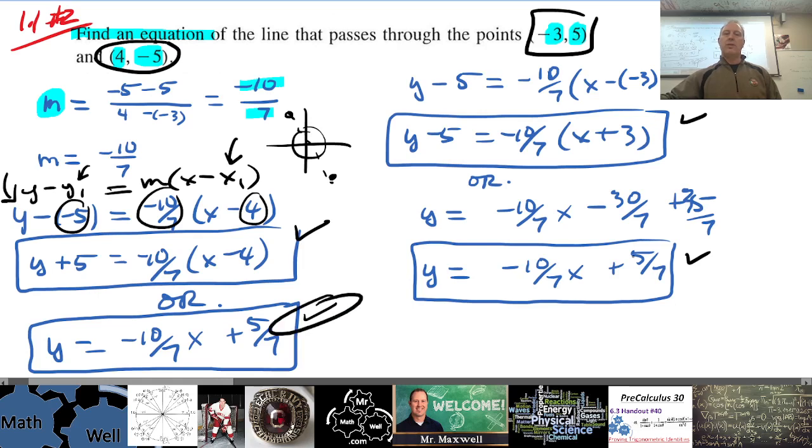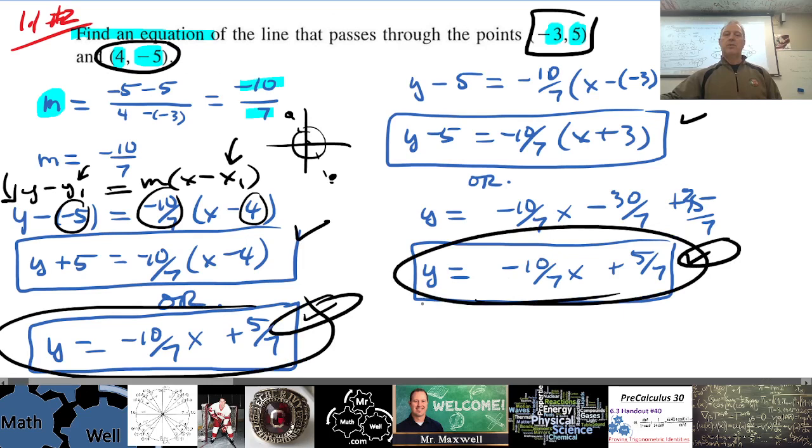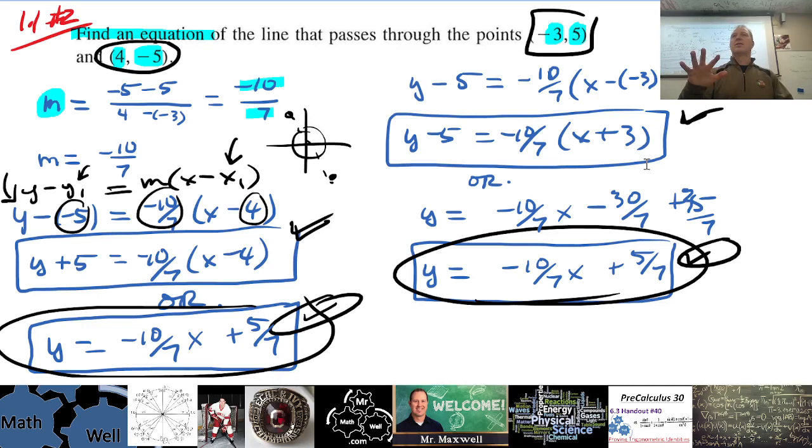If you get to y equals mx plus b, then you know that they're the exact same. That's another thing that's really cool about that. This answer would be the same no matter which point you use. But these ones would be a little bit different, but still they would describe the same line. Okay, any question about number 2? Everybody understands number 2? Good?